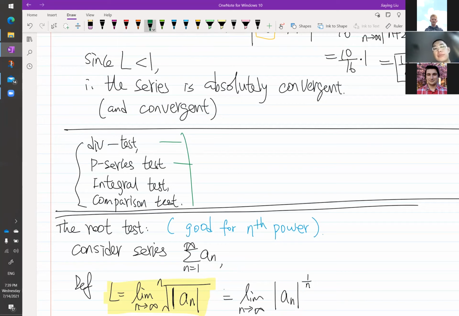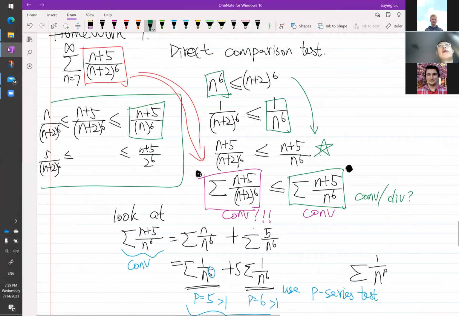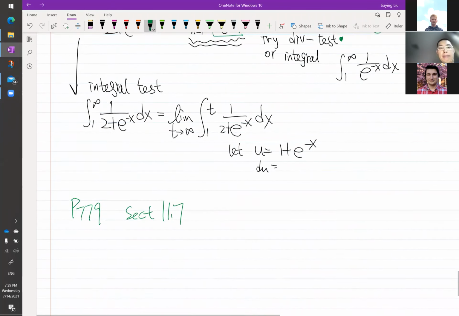And the geometric series test will also be on the test? Correct. That's just looking for the pattern, right? Like a r to the n. If you see this pattern, then that's a geometric series. Okay, thank you. Yep.